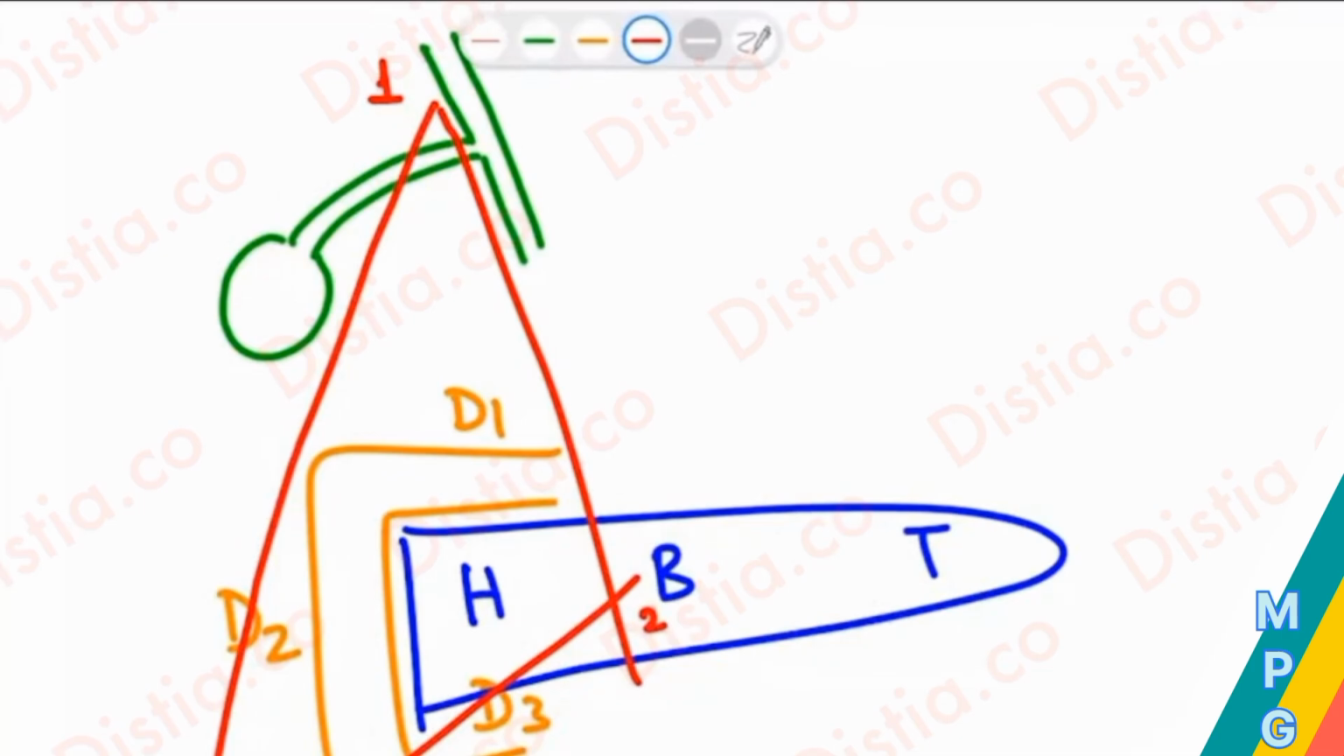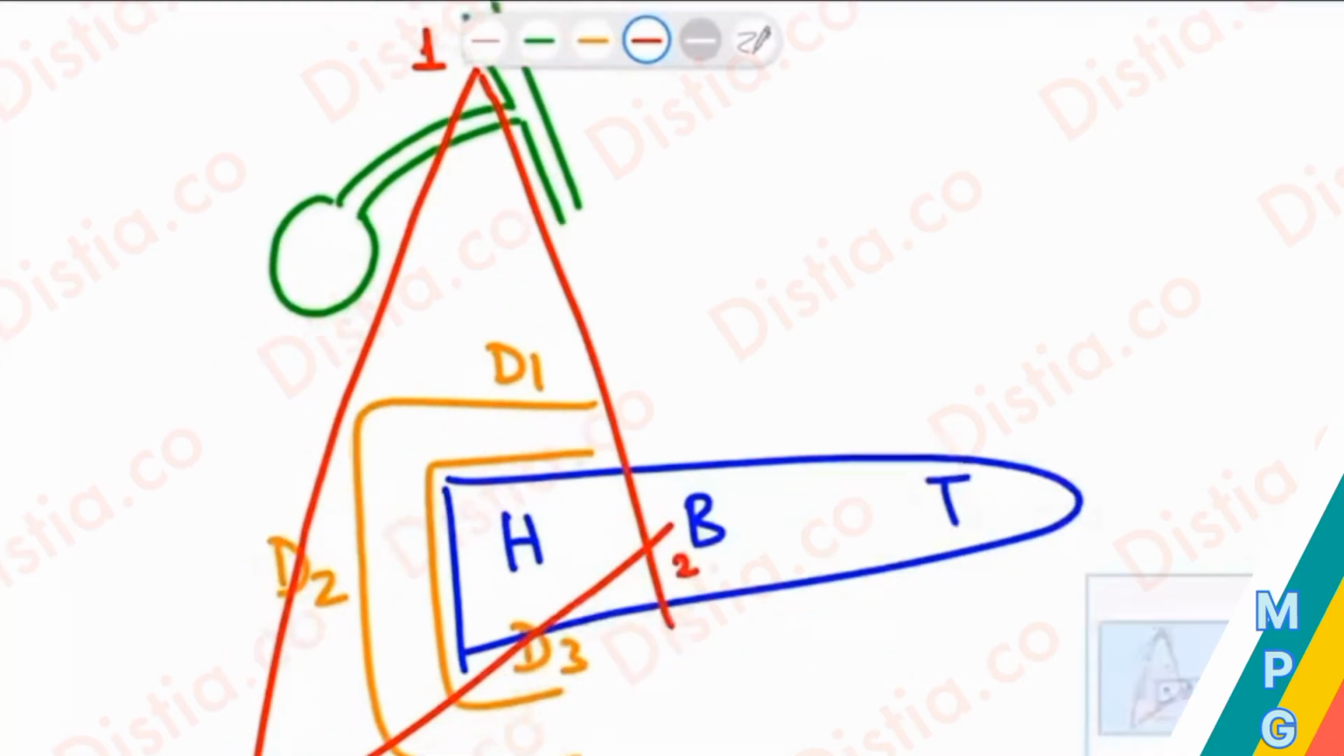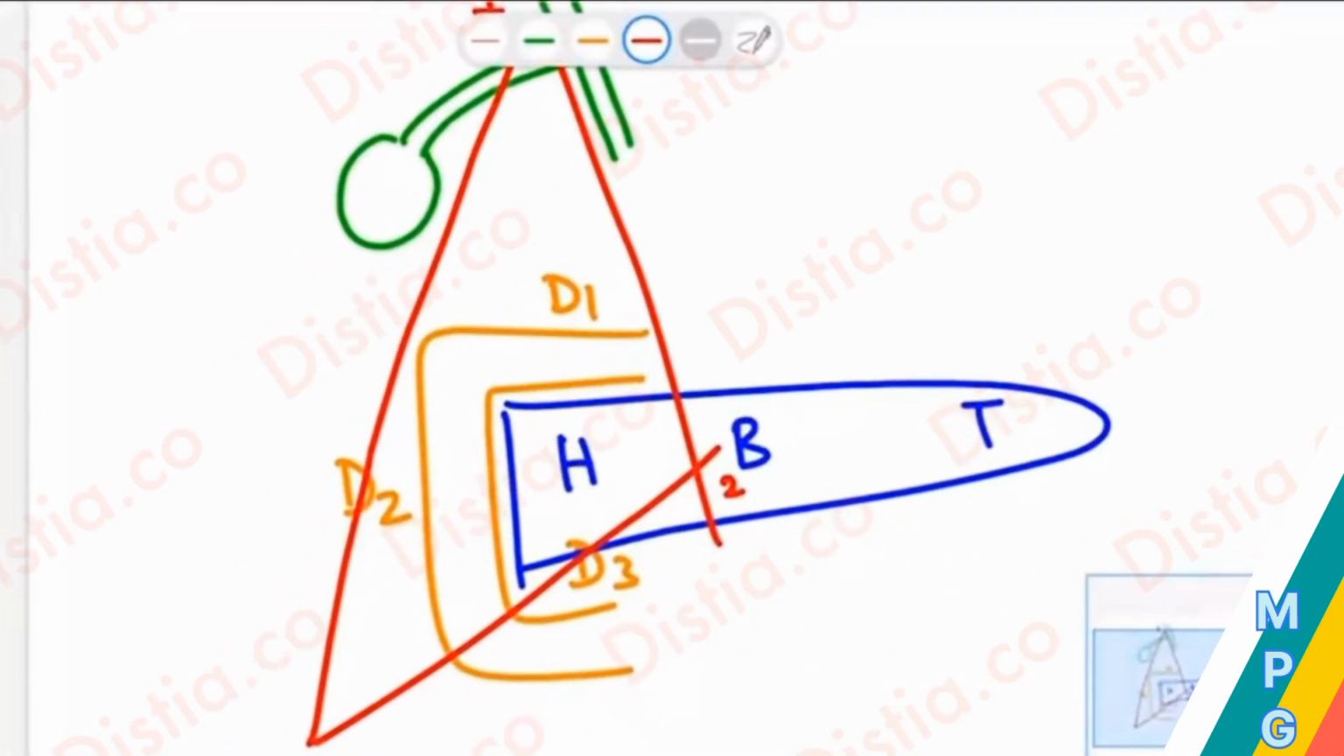Now draw a line from point number 2, where the head and the body of the pancreas are meeting, and draw a line that bisects the second part of the duodenum from the third part of the duodenum, D2 and D3, and therefore you have a gastrinoma triangle. This is where this tumor is located.